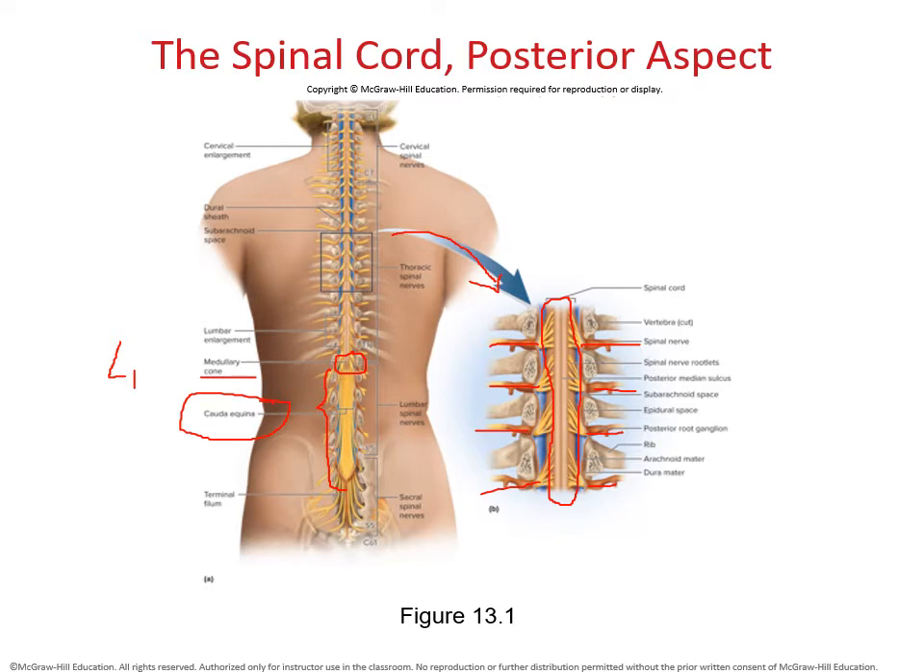You can also notice that on the picture, they went ahead and they marked for you the cervical enlargement and the lumbar enlargement. And once again, those are the two areas where your spinal cord is slightly thicker than the rest.